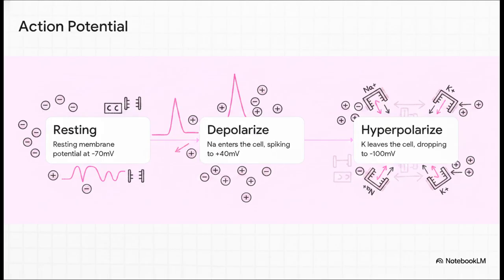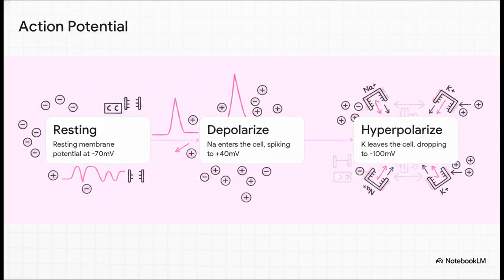And when it does fire, here is the exact sequence of that action potential. We start at our resting state of -70 millivolts. A stimulus comes along and opens ligand-gated sodium channels. If we hit the threshold, bam, voltage-gated sodium channels burst open. Sodium absolutely rushes in, and the cell depolarizes, spiking all the way up to +40 millivolts.